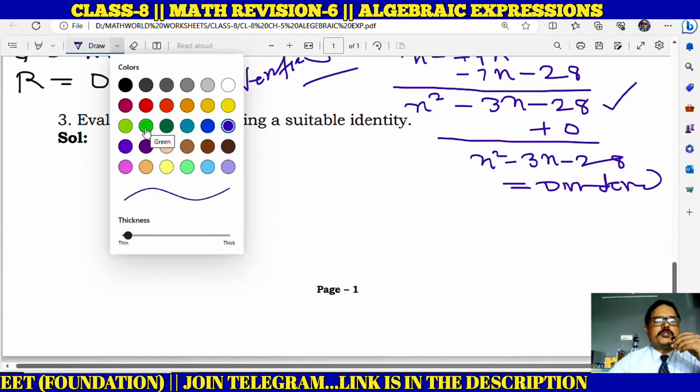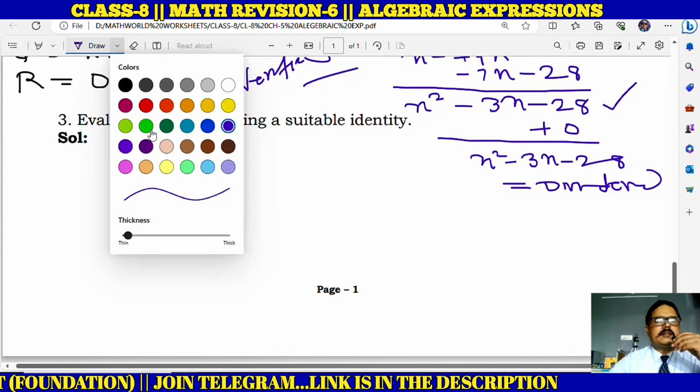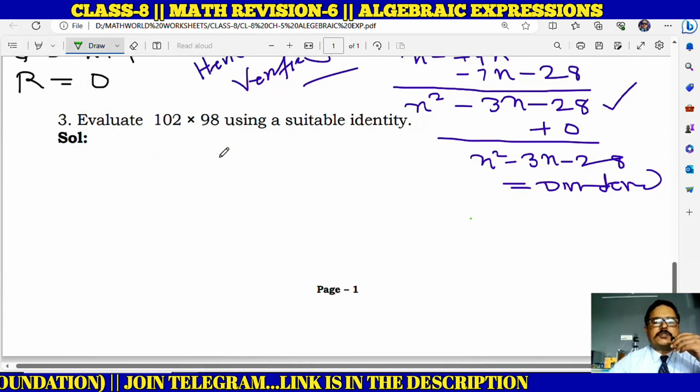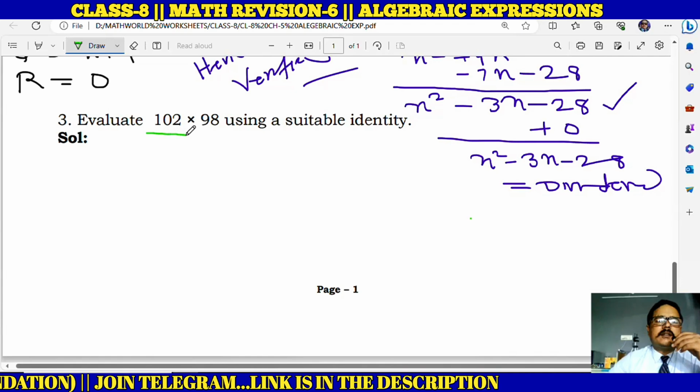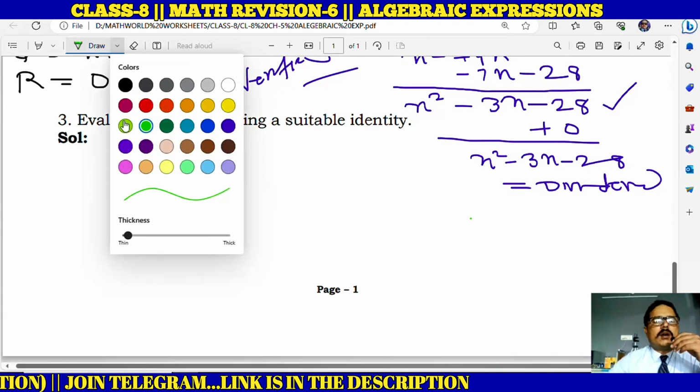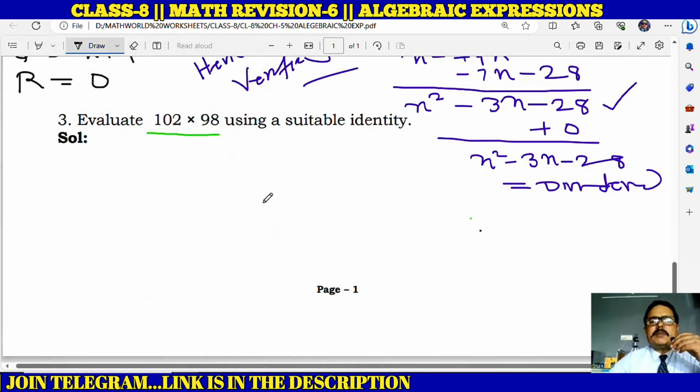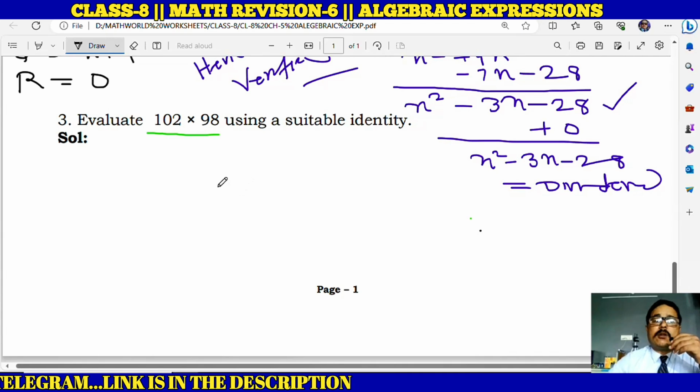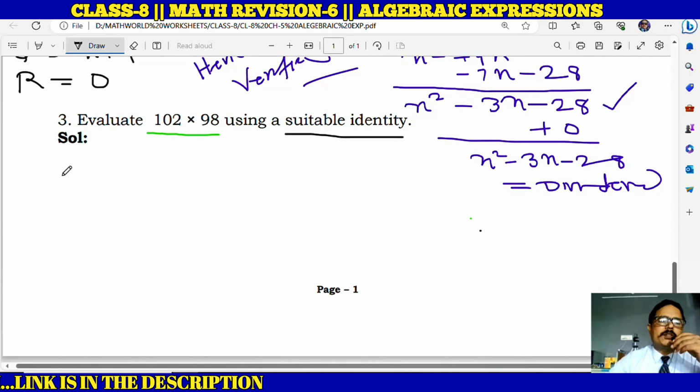Now children, we will understand the third and the last question for today's revision, and the question is evaluate 102 into 98. Now if you look at the question, you might be thinking that this is a simple multiplication, then why is this question given in class 8th standard. So children, let me tell you, this is not a simple multiplication. You have to use an identity here. There are many identities which were already explained to you. So a suitable identity you have to use.